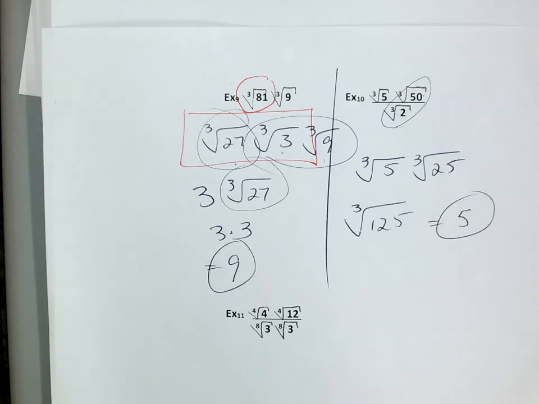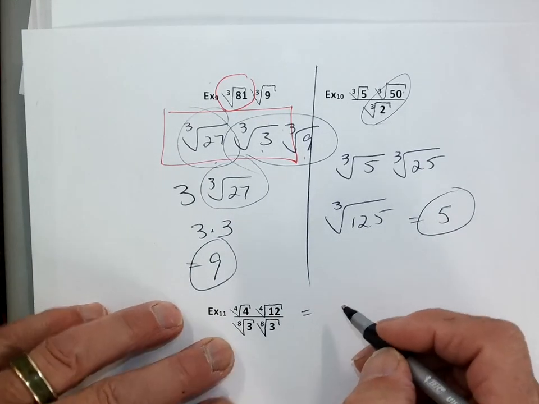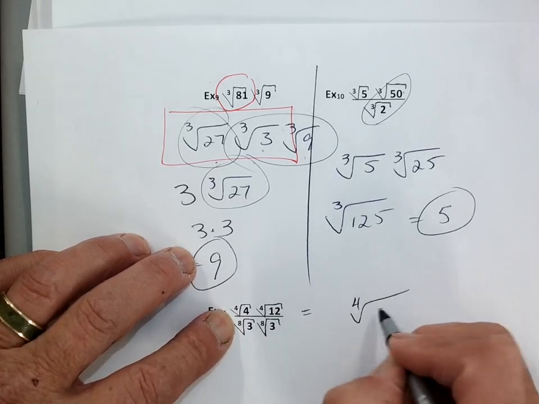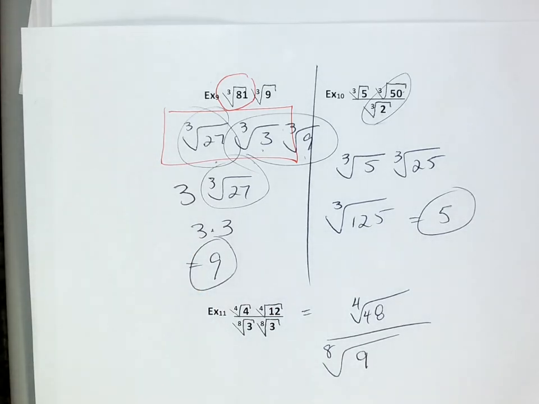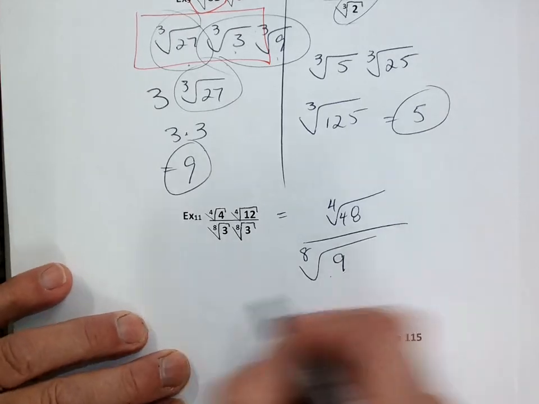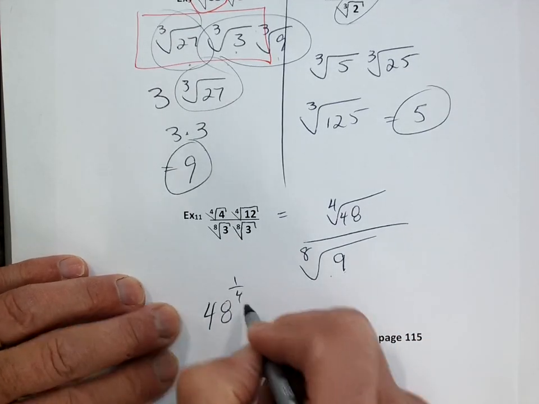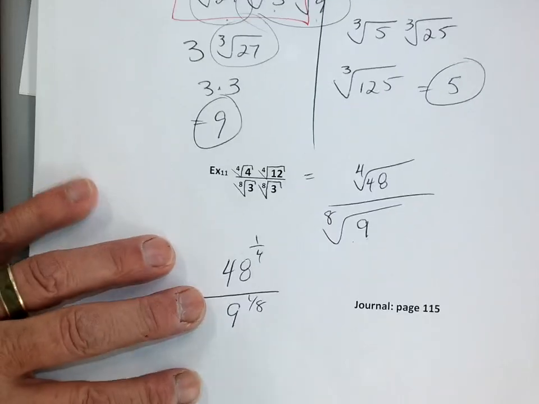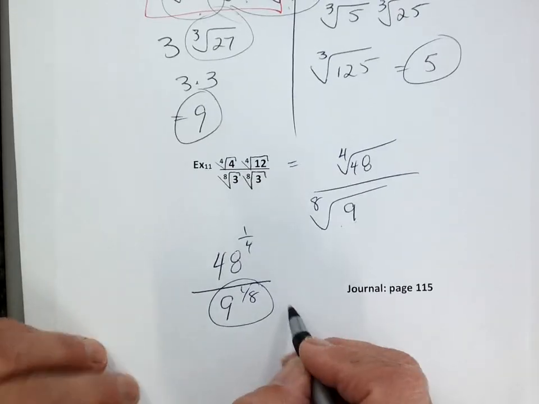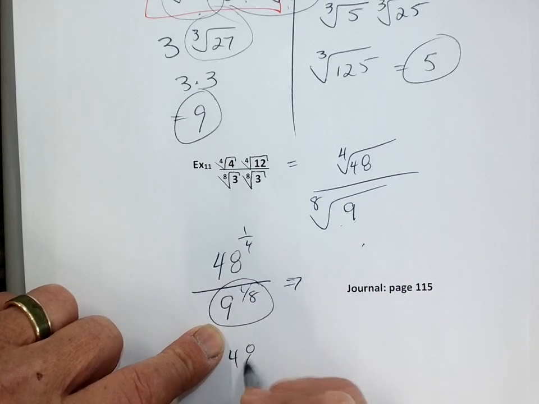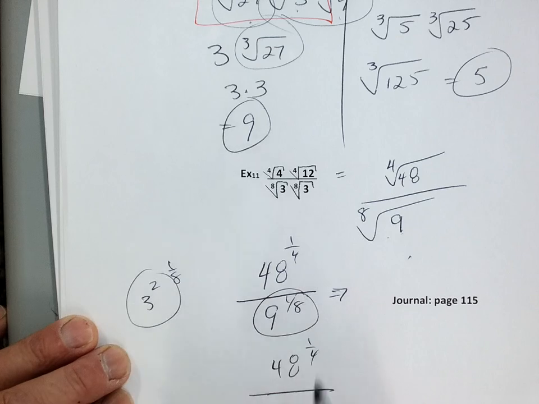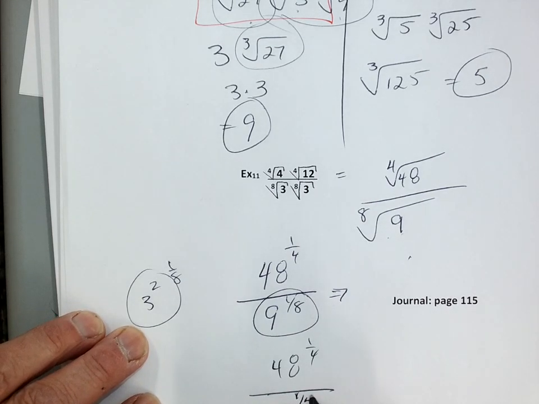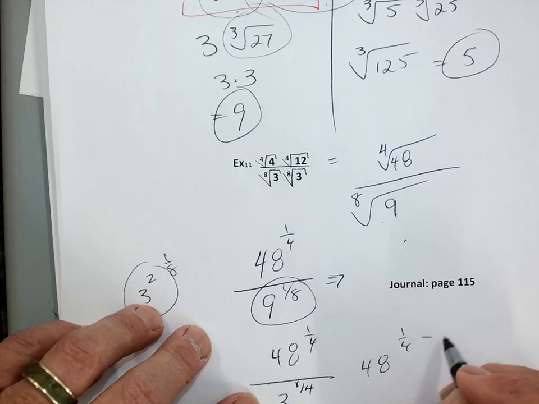All right, let's take a look at example 11. Example 11 looks hard, but I think I can do it. That's going to be the 4th root of 48 over the 8th root of 9. How's that going to help me? Well, let's put it as fractions. I've got 48 to the 1/4 over 9 to the 1/8, right? I think if I change this into a 1/4, 3 squared is 9, and then with the 1/8 makes 3 to the 1/4.